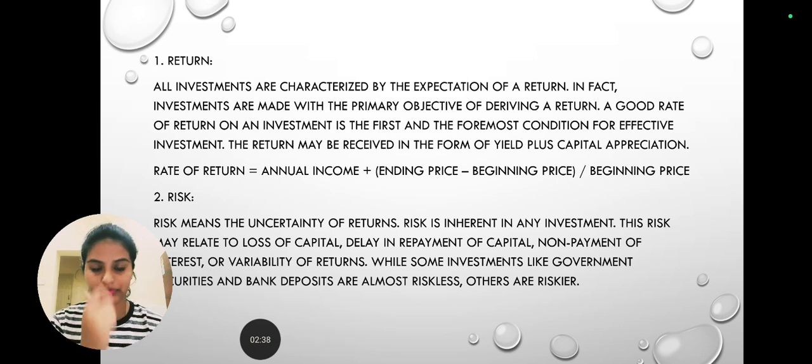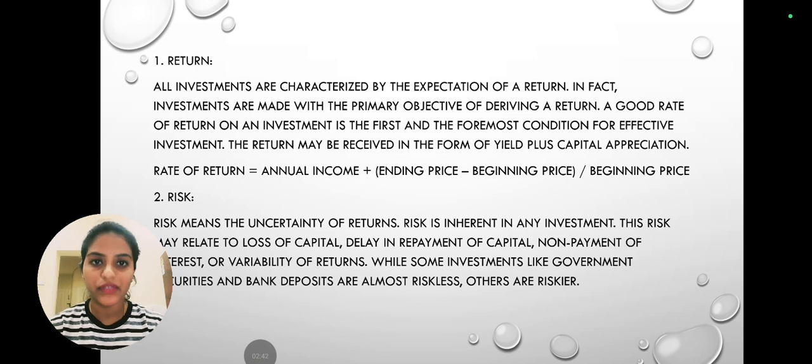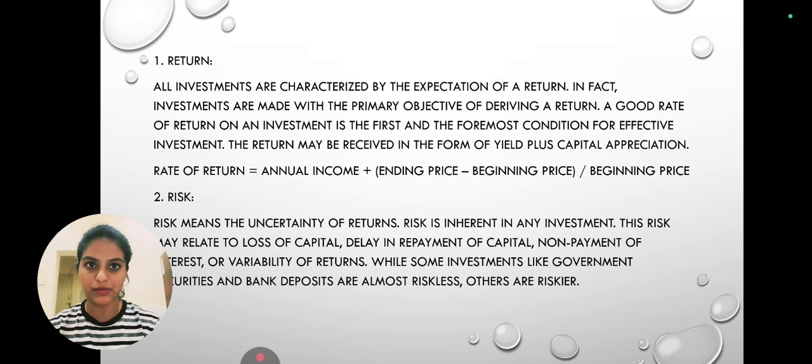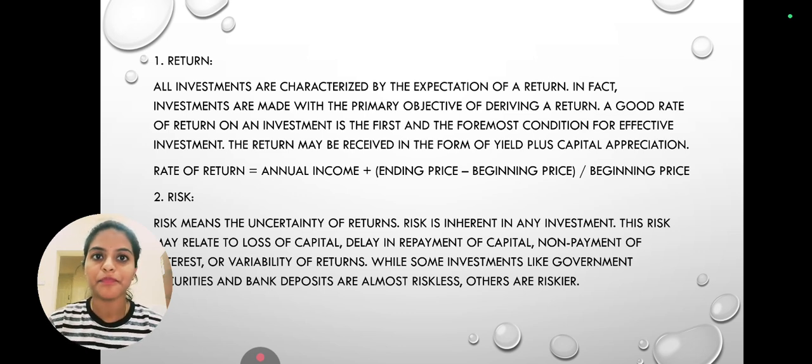Return is a major aspect that the investor looks at, because every investor has to get a certain type of return when he is investing in a particular investment or a particular sector as an asset. So the rate of return is nothing but the annual income he is getting for the whole year, plus the ending price minus the beginning price. The ending price is the recent price, and the beginning price is the first price at which he purchased it, and this is divided by the beginning price. So basically this gives the rate of return he has secured from the overall period, maybe 1 year, 2 years or 3 years, based on that.